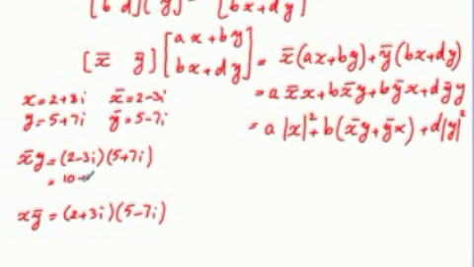Plus 21. Now, how about the other one? 2 times 7i, let me write it out, 14i, minus 3i times 5. Now, let's do this one. How about the real portions? 2 times 5 plus 3i minus 7i. Who's that? Plus 21 again.